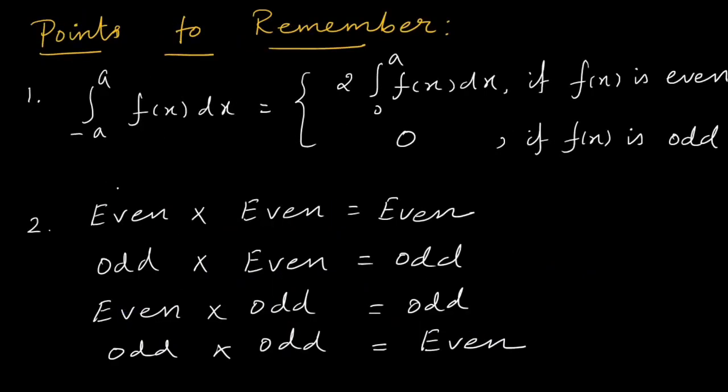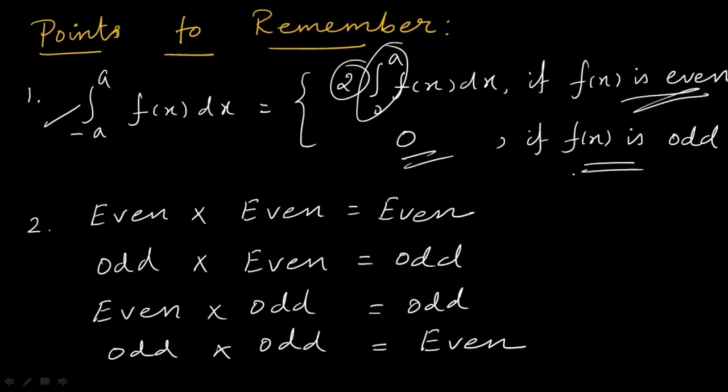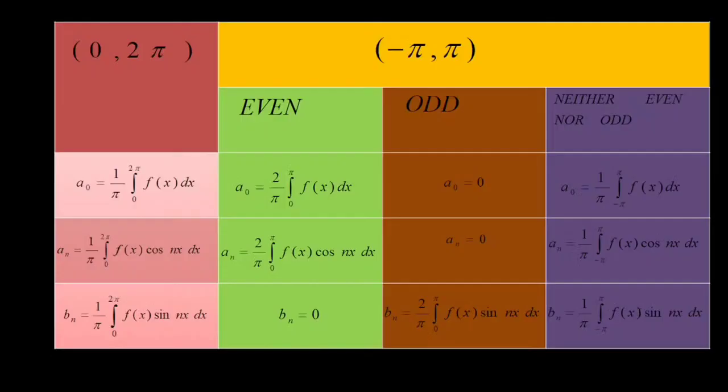So here you have to remember some of the points. That is, the integral from minus a to a f of x dx can be written as 2 times the integral from 0 to a, twice 0 to a, if the function is of even type. If it is 0, that means it is of odd type. And when you multiply even function and even function, you get an even function. You multiply odd and even, you get an odd function, and odd and odd gives you an even function. So now let me show you the table for your reference.